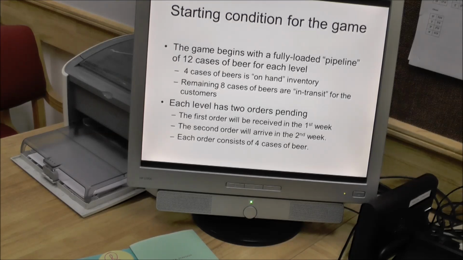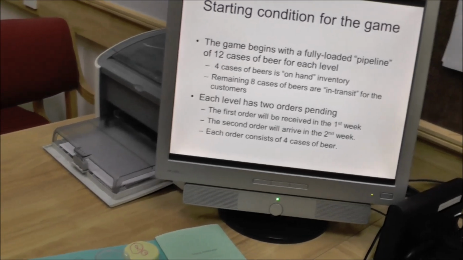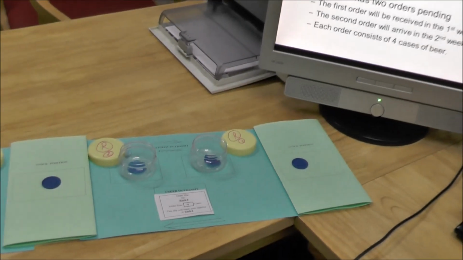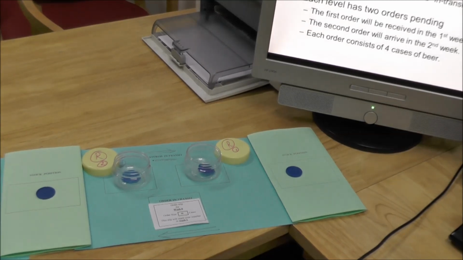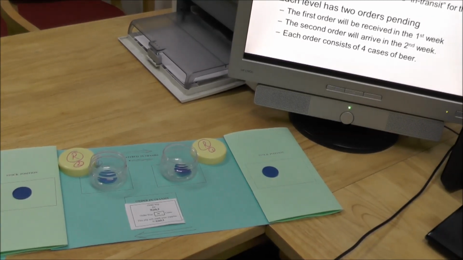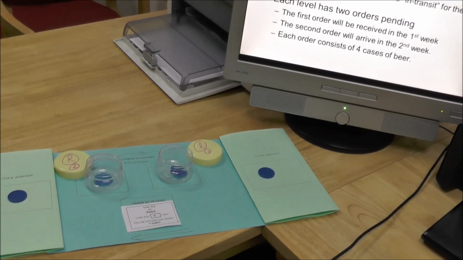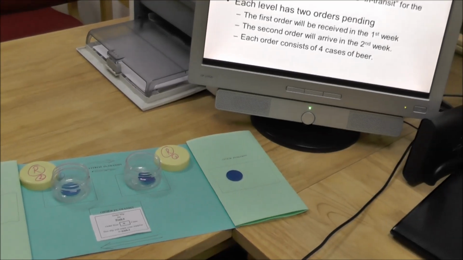4 cases of beer are on hand, and the remaining 8 cases of beer are in transit. Just to come back here, the blue color chip represents 4 cases. So what you see in the rectangular box is 4 cases on hand, and the 2 trucks each carrying 4 plus 4. That's how the 8 cases are being accounted for.